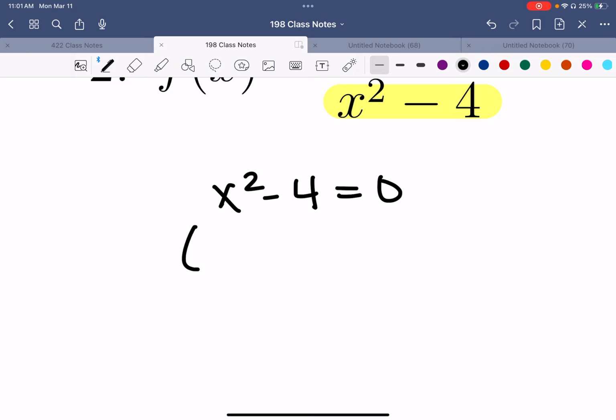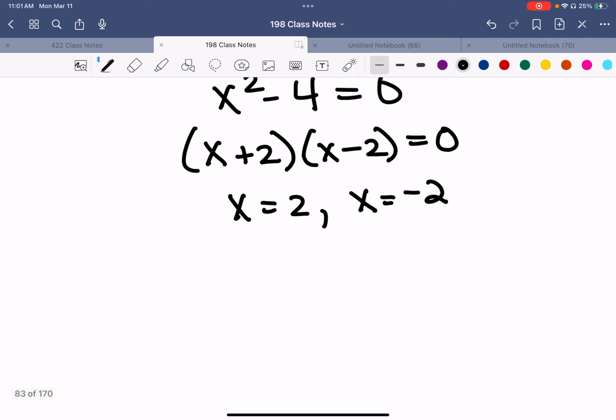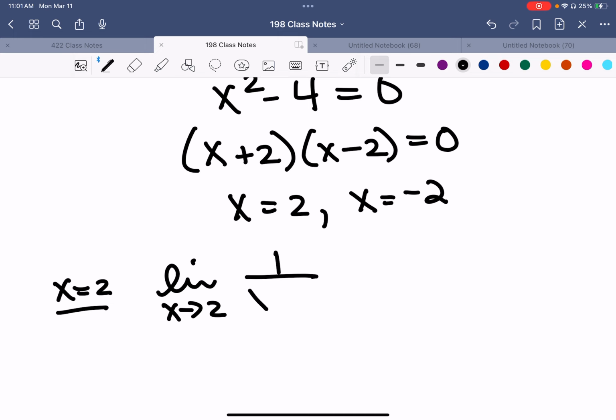So let's go ahead and factor or solve here. You can add the 4 to the other side, but don't forget when you take your square root that it's a plus minus. Or a safer bet is just to factor, x minus 2, x plus 2. That's going to give me x equals 2 and x equals negative 2. So 2 answers here. In order to classify, we're going to have to take the limit. If we let x equals 2, let's consider the first one. The limit as x goes to 2 of your function, 1 over x squared minus 4, gives you 1 over 0, and that's an asymptote.